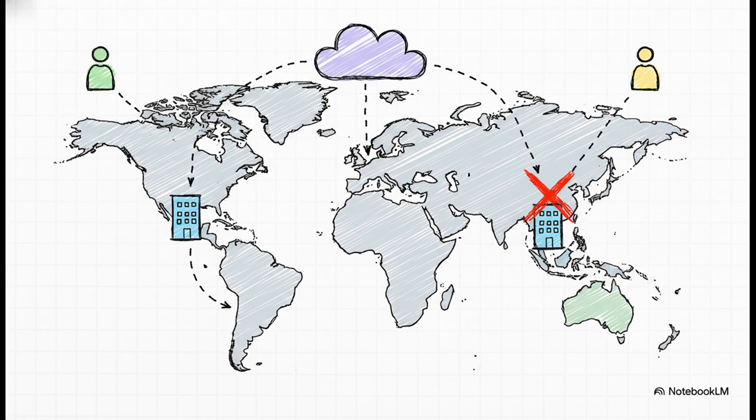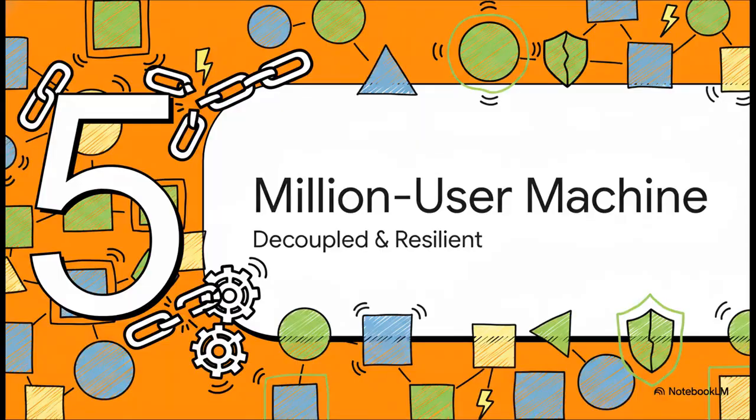It just looks at where the user's request is coming from, anywhere in the world, and automatically directs them to the nearest data center. This not only minimizes lag, but it also acts as an incredible disaster recovery tool. If the entire East Coast data center goes offline, all the traffic can be failed over to the West Coast automatically.